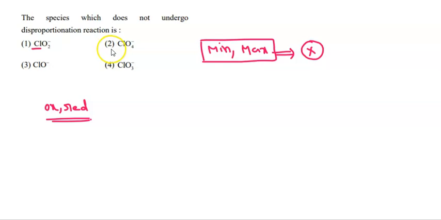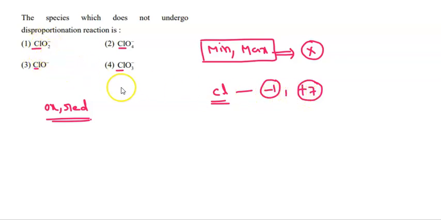So here chlorine, chlorine, chlorine, chlorine. The minimum oxidation state of chlorine is -1 and the maximum oxidation state is +7 because it belongs to group 17. So chlorine cannot exhibit disproportionation reaction in -1 and +7 oxidation states. If you see ClO2-, it is called chlorite ion. In chlorite ion, chlorine oxidation state is +3. It can exhibit disproportionation reaction.